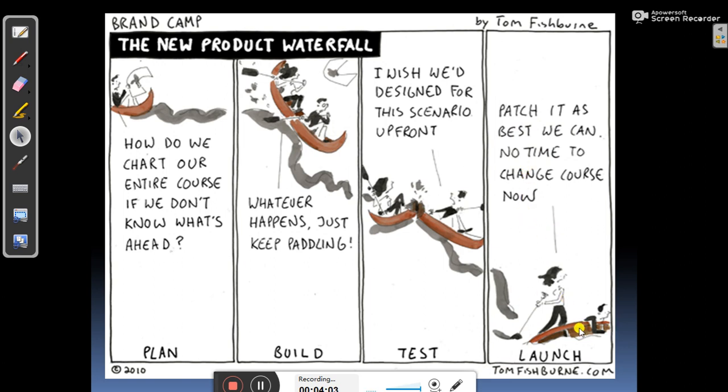So at the last, while launching, or we can say installation, or maintenance, however we can patch, we need to do that, because there is no time or no way to change the course of your project. So that is the idea about the waterfall model.